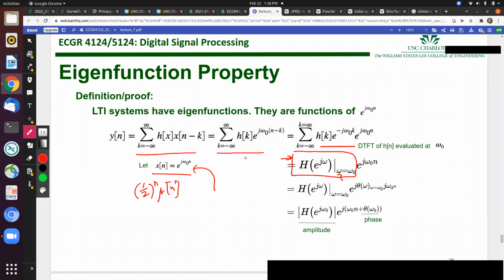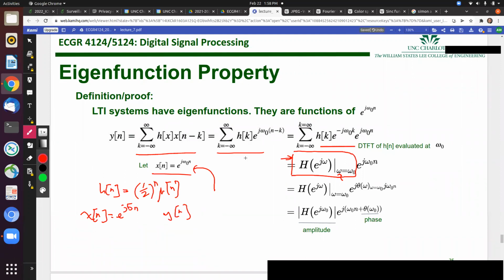I put x of n is e to the j 5n. I ask you for the output. This is an eigenfunction problem. I give you an h of n, I give you an x of n. The x of n is actually a complex exponential or a sinusoid. And I ask you for what the output is. What is y of n? How do we calculate it?